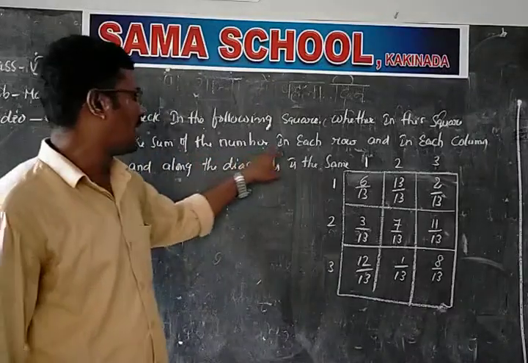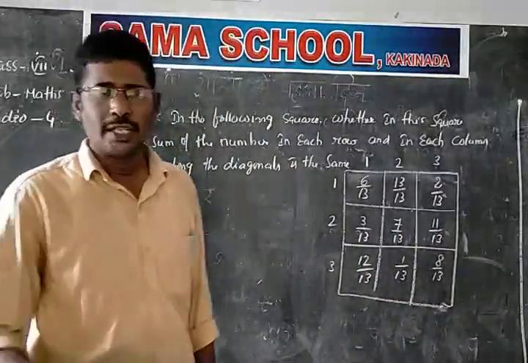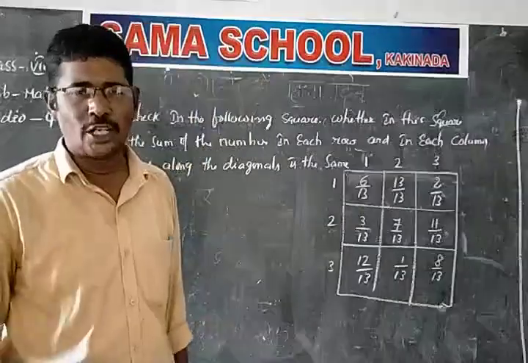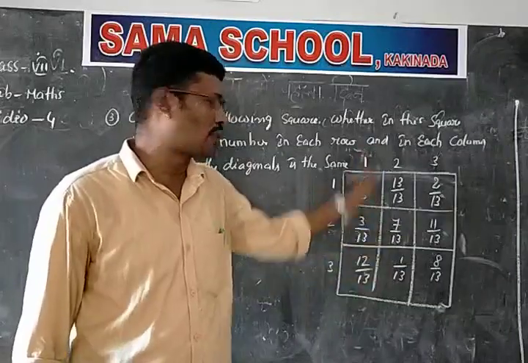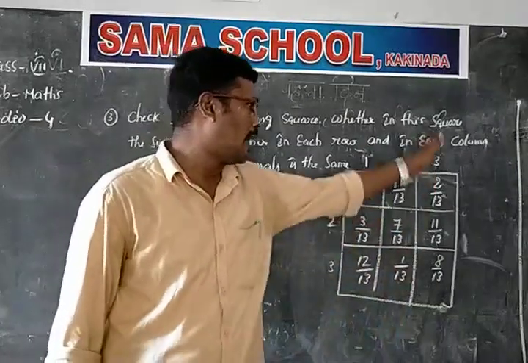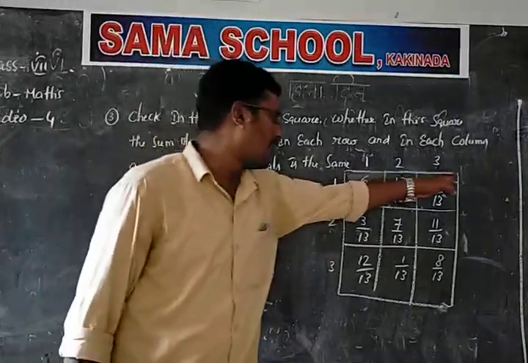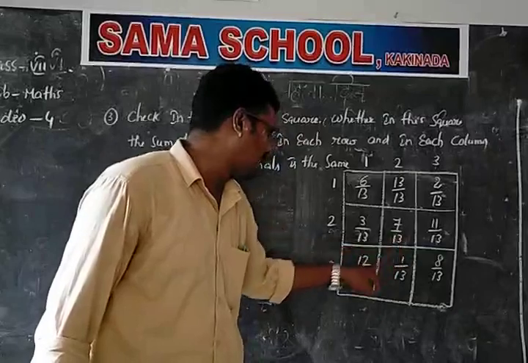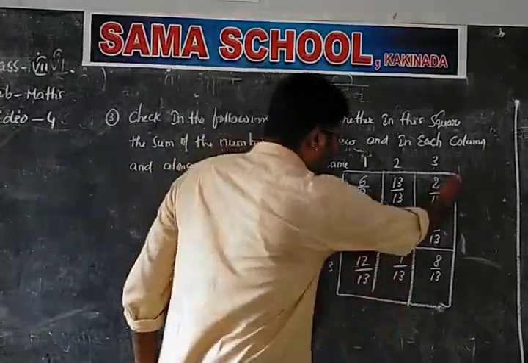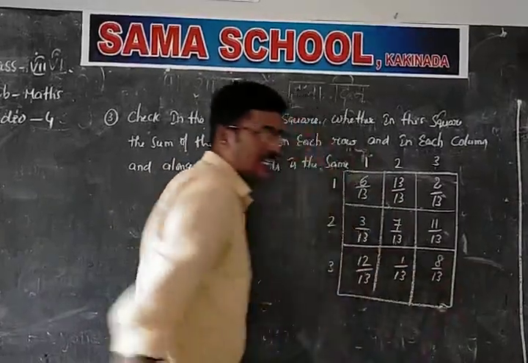Now we ask the question. First, the sum of the numbers in each row: first row, second row, third row. Second, the sum of each column. Third, along the diagonals it is the same. Diagonals mean these: 2 by 13, 7 by 13, 12 by 13. The cross line is the first diagonal, and this cross line is the second diagonal.